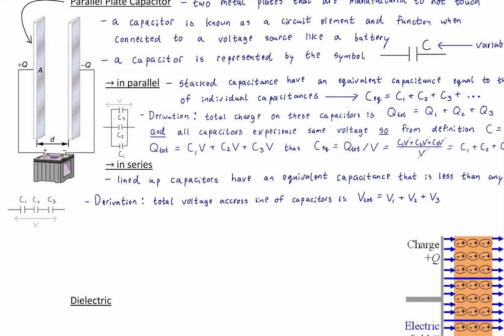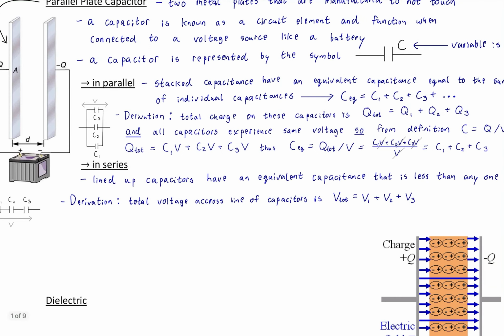So the total voltage across the line of capacitors is the sum of the voltages across any individual capacitor. When they're lined up like this, in series, they don't share a voltage at all, because the electric field is continuing. Instead, there's a proportional voltage across each of them, but the total voltage is the sum of the three.